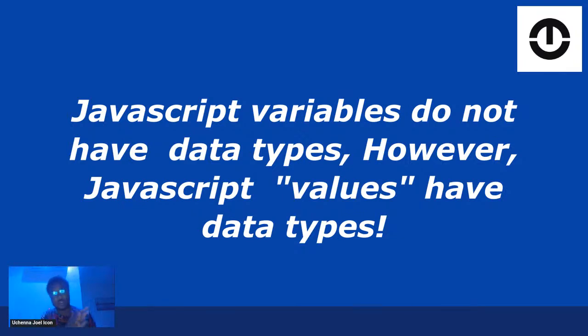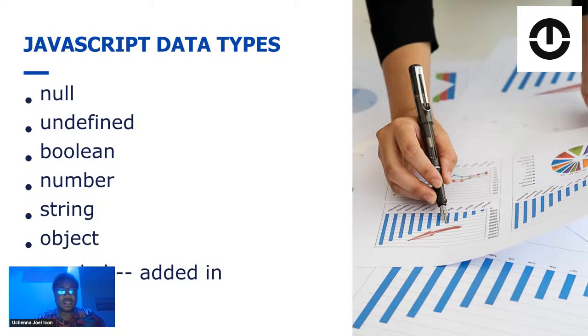That's basically it. You may be faced with a scenario where you get asked this question, probably in a trivia or quiz. JavaScript variables do not have data types. However, JavaScript values have data types. These are the JavaScript data types.